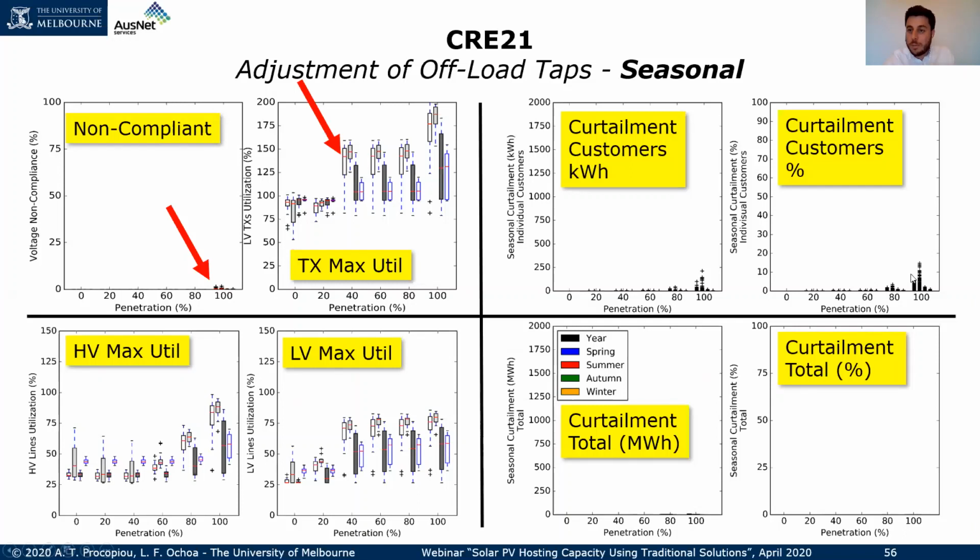However, it is obvious to see here that the number of customers that actually need to curtail generation, those outliers that were going up to 30%, is also reduced significantly. So we are definitely showing that there's a huge benefit if we tap into the offload tap changes as a solution in terms of hosting capacity.